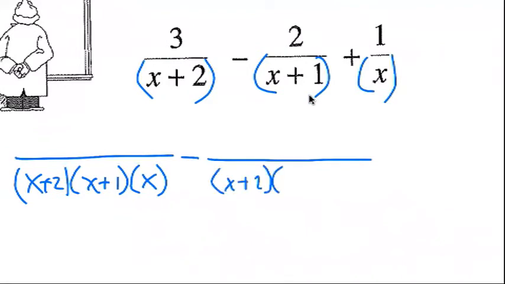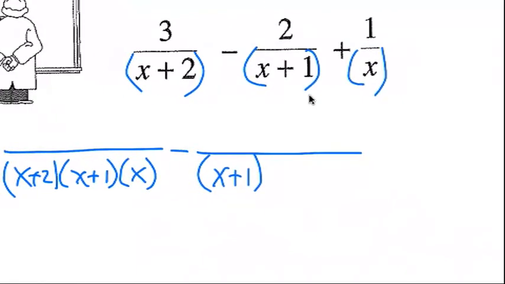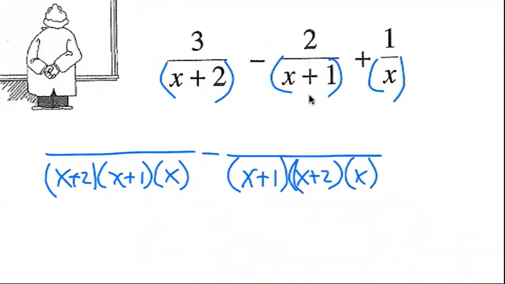You know what? I'm going to show you a bit of a trick that sometimes helps. What was already here? What was already here? x plus 1. What do I have to multiply in? x plus 2 and x. So over here, let's go back to the first one.